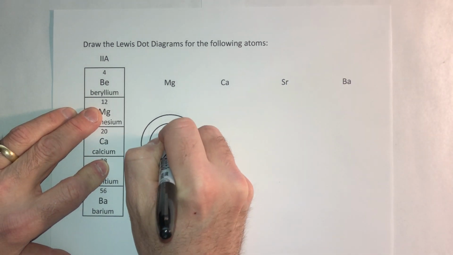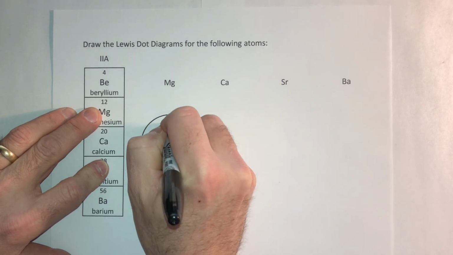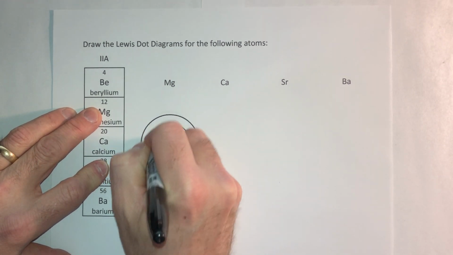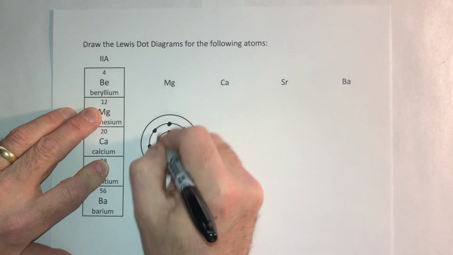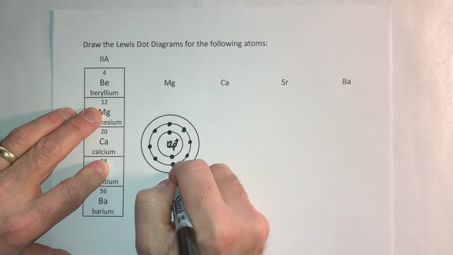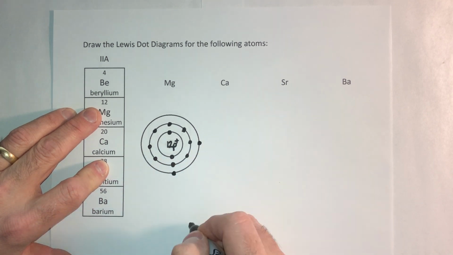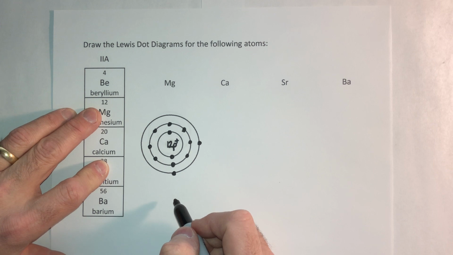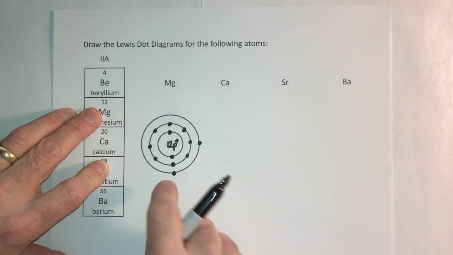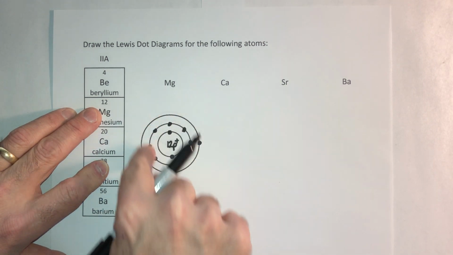So 1, 2. Put 8 in your next ring. 3, 4, 5, 6, 7, 8. So that's 2 plus 8 more is 10. That means I've got 2 extra electrons right here. Right? 2 plus 8 plus 2 is 12. 12 electrons to go with my 12 protons. You've got 2 electrons in your outermost ring.